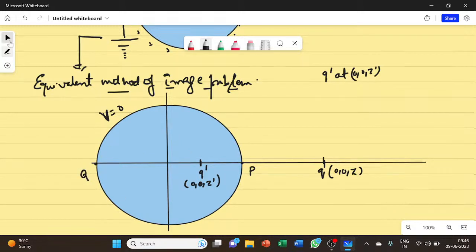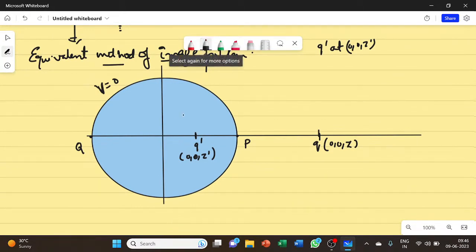Okay, now instead of having this grounded, what I've done is simply place an image charge here, Q dash, at (0, 0, z dash). Here you have this point Q and this point P. I know that my potential at P will be equal to the potential at Q, and these would all be equal to 0, isn't it?